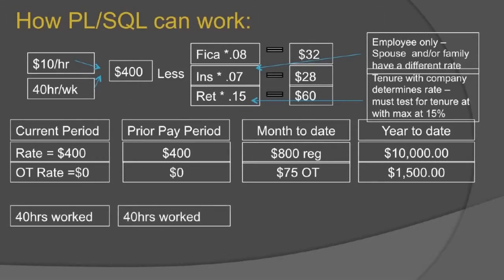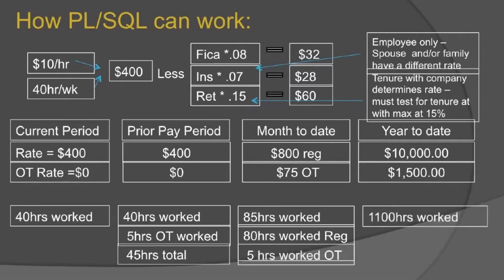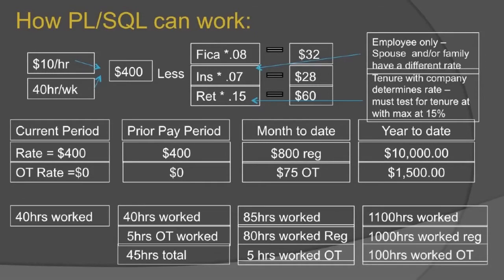Now, he worked 40 hours. You have prior period. You have overtime issues that you have to contend with. You have month-to-date issues you have to contend with. You have year-to-date items to contend with. Now, at this point, just stop and think of where we're at.